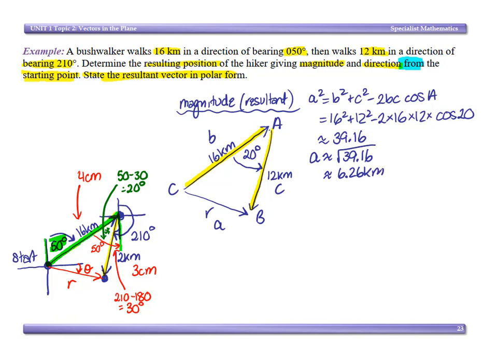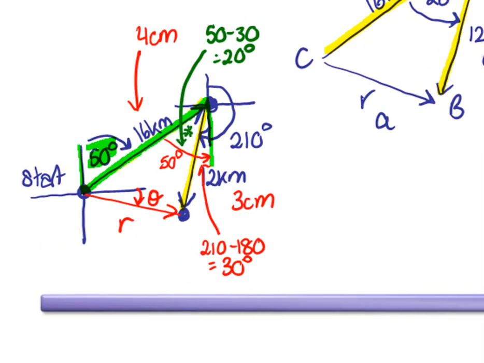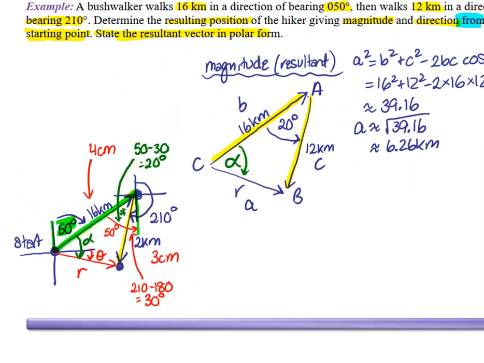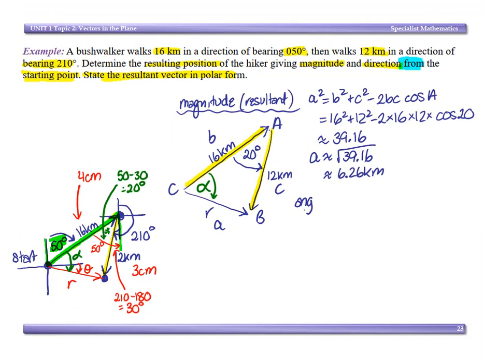Now going back to my original diagram for polar form, to be able to get that theta, I need this entire angle here. We'll label that alpha. But if you come back to your big triangle, that's that angle there. So angle C. So for my angle, you can see that we have that. I just worked out this 6.26 kilometers. So I have the opposites there.